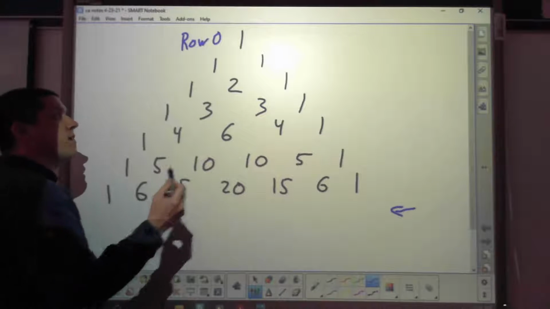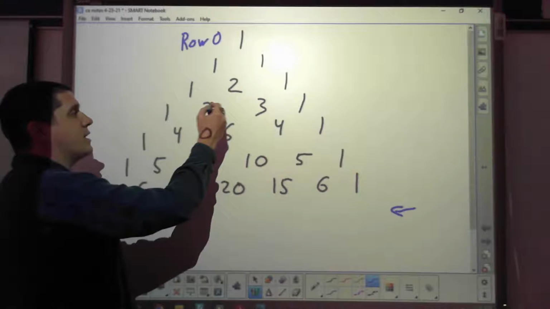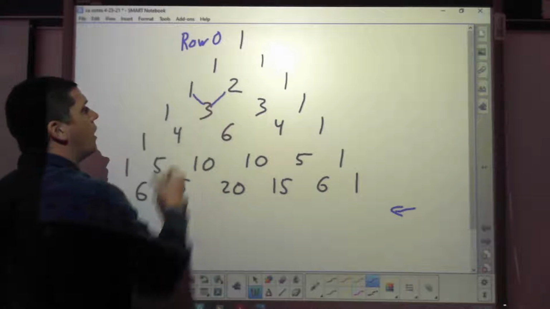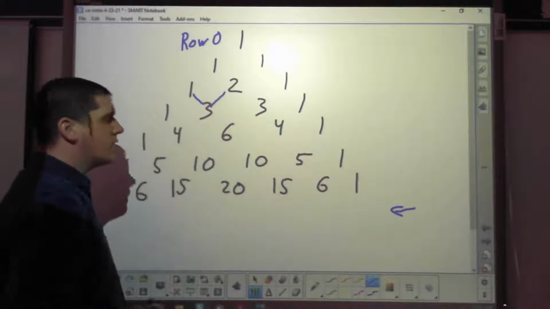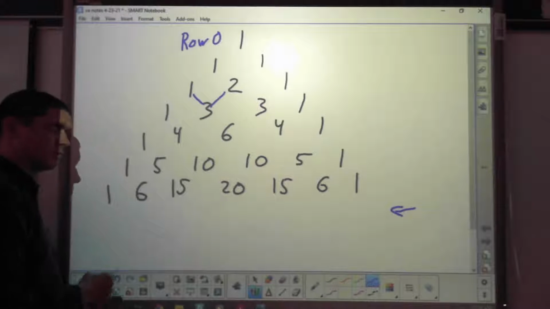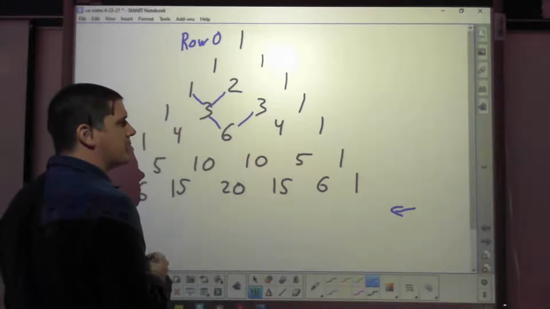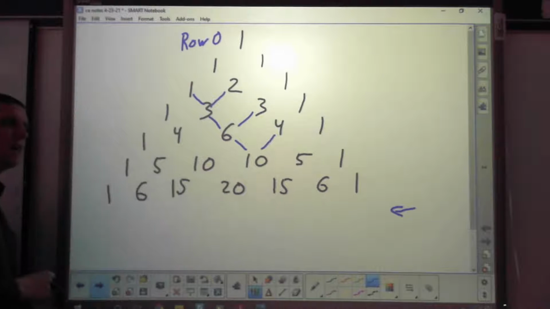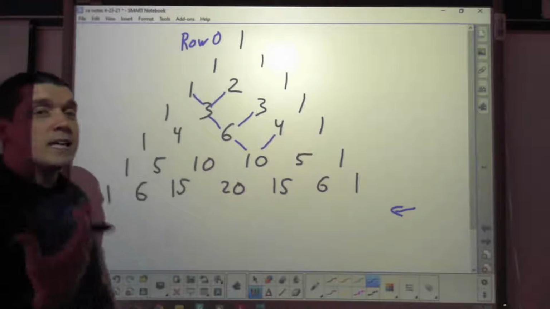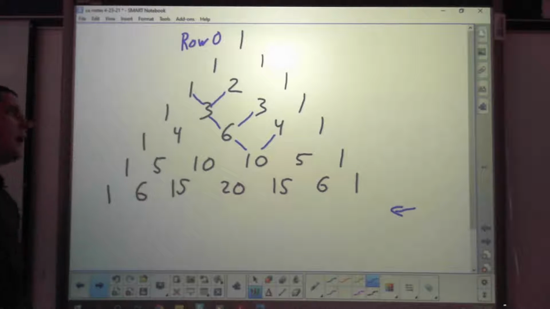But it's really not. If I were to take any number here, I'm just pointing to the 3, it is the sum of the 2 numbers that are above it. So 1 plus 2 gets me 3. And I can keep going right here. 3 plus 3 gets me 6. For the 10, 4 and 6, that's how I got the 10. So this is actually an infinite triangle. This triangle can extend forever and ever.